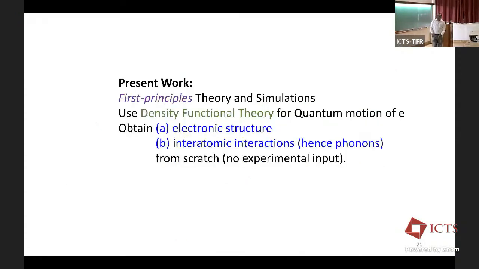Okay, so the present work is based on first principles theory and simulations. We use DFT, which many of you are familiar with. We obtain electronic structure using this theory, and of course we obtain interatomic interactions, and hence phonons are immediately accessible as well from scratch with essentially no experimental information. So everything I present now are essentially predictions from scratch.